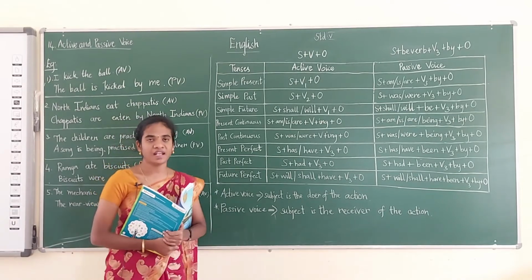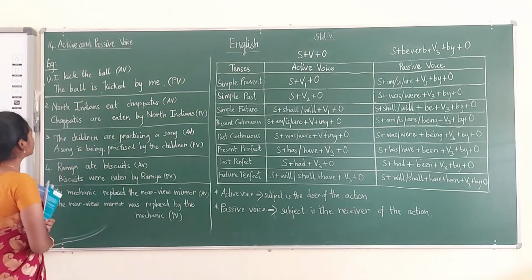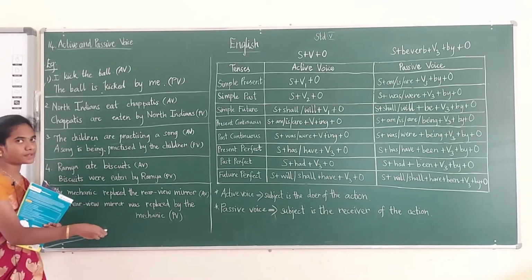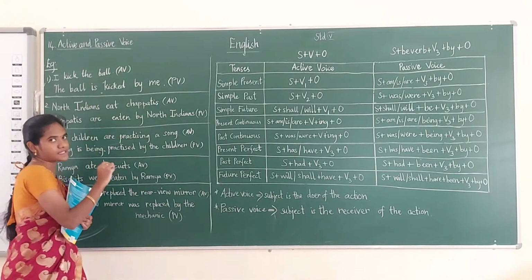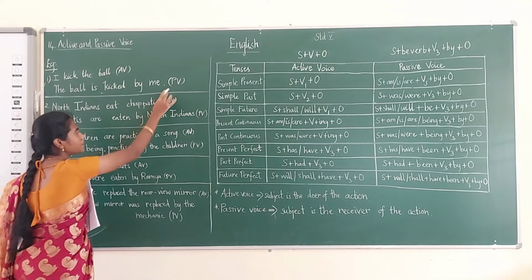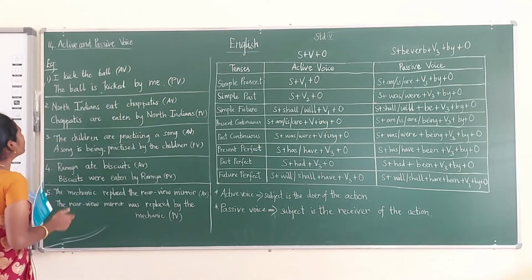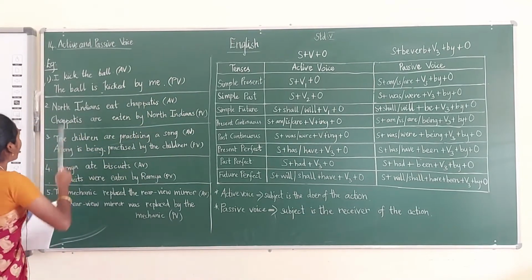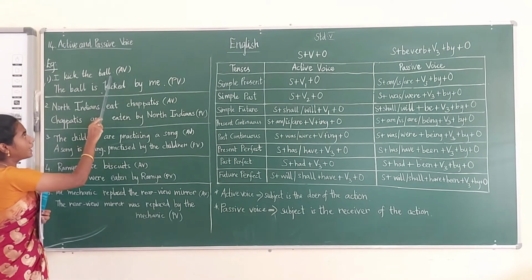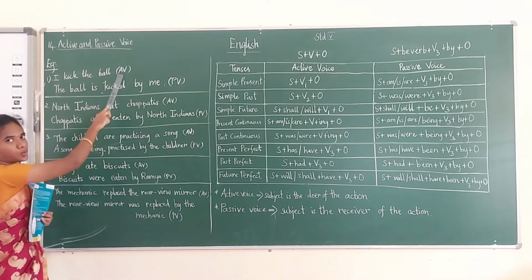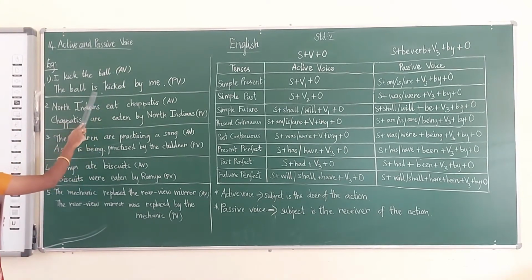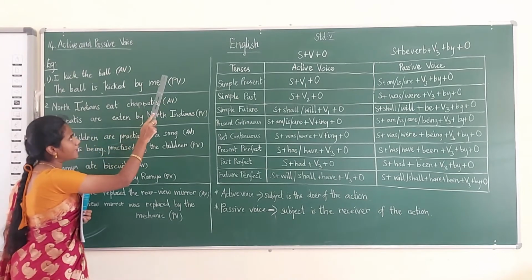Let me explain with an example. Here I have written 5 examples of active voice and passive voice. AV means active voice, PV means passive voice. Now see this example, students. I kick the ball is the active voice. The ball is kicked by me is the passive voice.